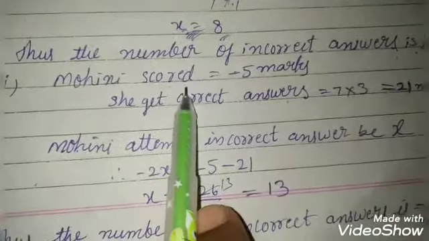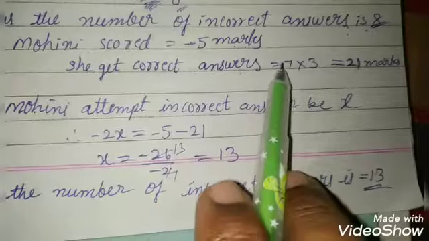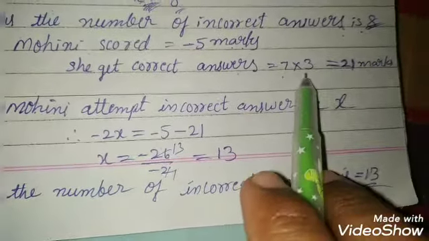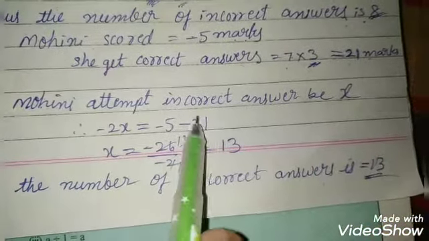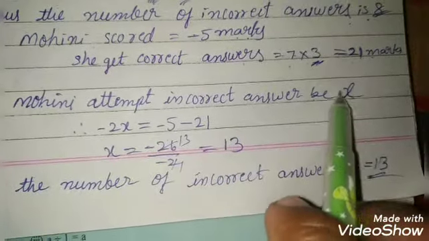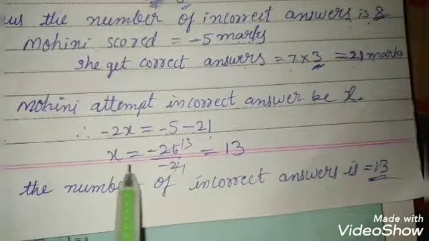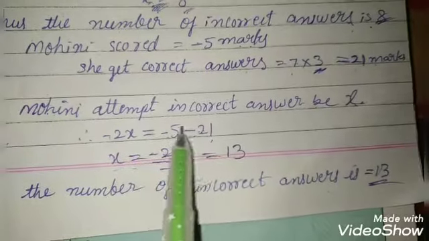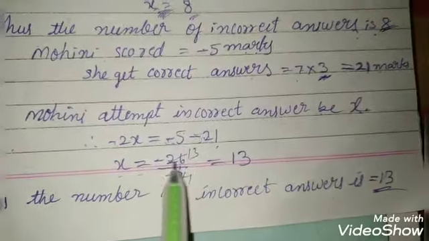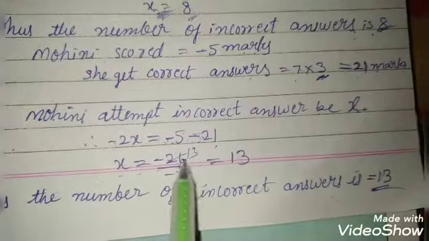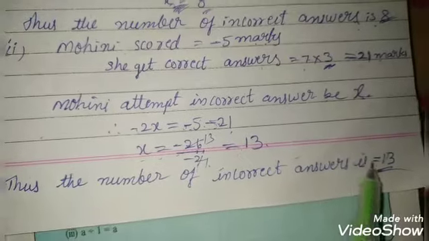Second, Mohini scored minus 5 marks. Okay, she gets correct answers 7 3s are 21. Each correct answer carries 3 marks. So 7 3s are 21 marks. Mohini attempts incorrect answers be x because we don't know. Minus 2x is equal to minus 5 minus 21. x is equal to minus 26 by minus 2. 21 plus 5 is 26, because both are negative values. 26 by minus 2, 2 13s are 26, is equal to 13. So the number of incorrect answers is 13.